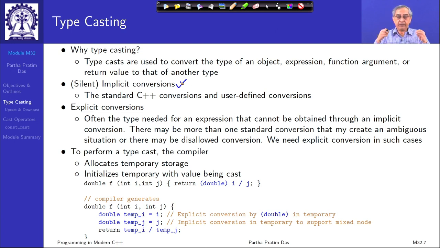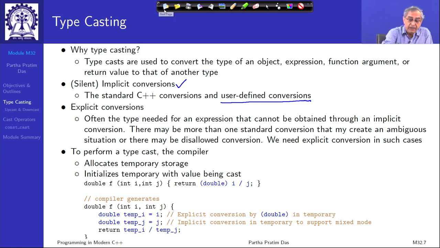If it does that silently, then it is called implicit conversion. That includes standard C++ conversions. Earlier we talked about C conversions, now we are talking about C++. So, we will say C++ conversions, and what will additionally come in, which was not there before, is user defined conversion. We do not yet know what user defined conversions are, we will come to that.